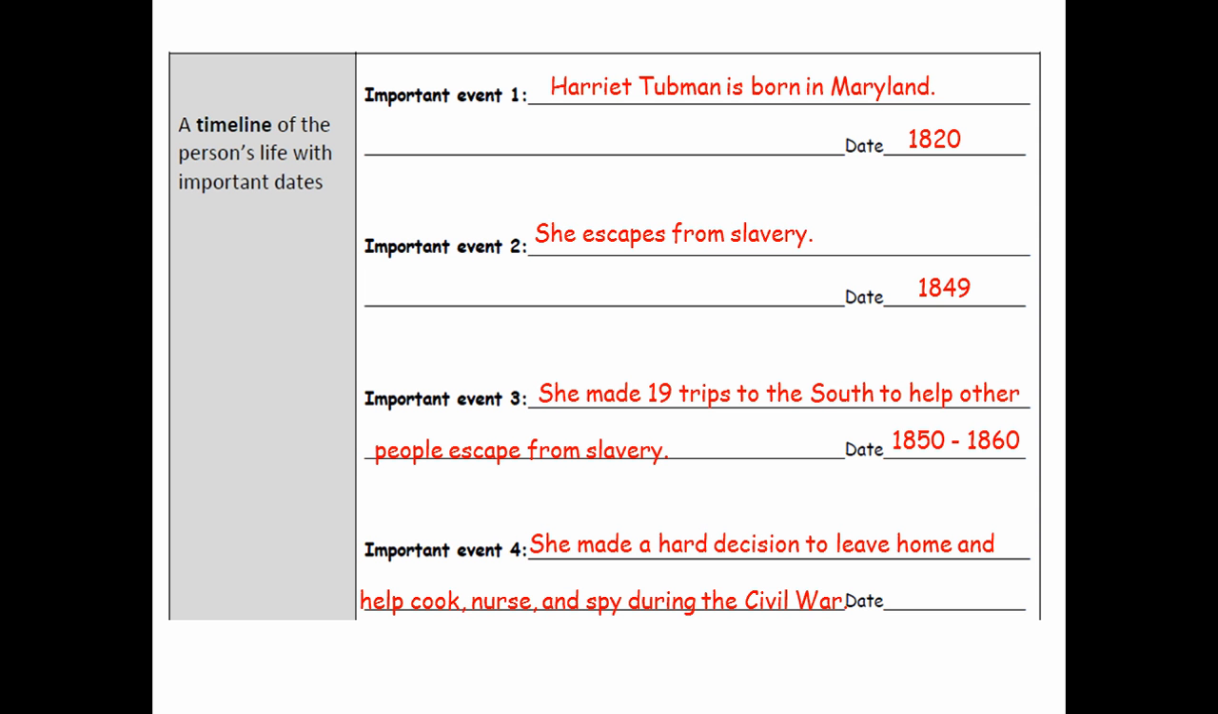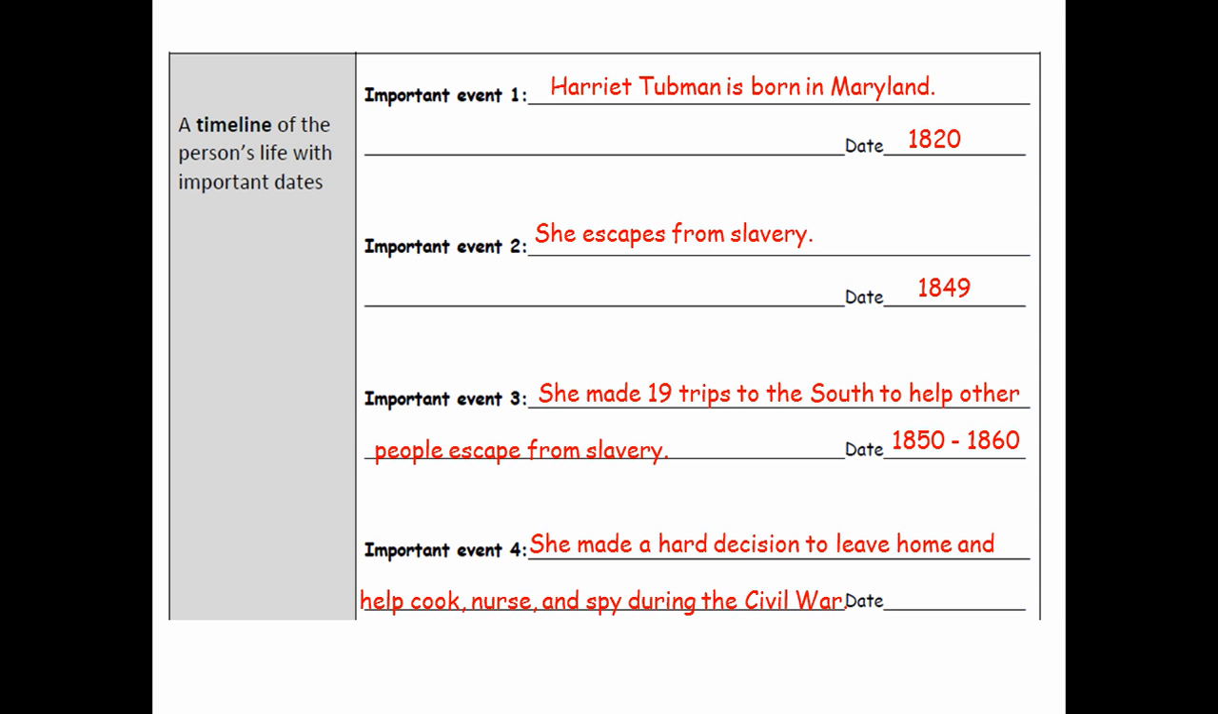And I also mentioned that she worked for the Union during the Civil War. In my own words, I'm going to say she made a hard decision to leave home and help cook, nurse, and spy during the Civil War. By putting it in my own words and adding more detail, this shows that I truly understand what I'm reading and that I went back in my book to find that information instead of just copying from that timeline that I just showed you.